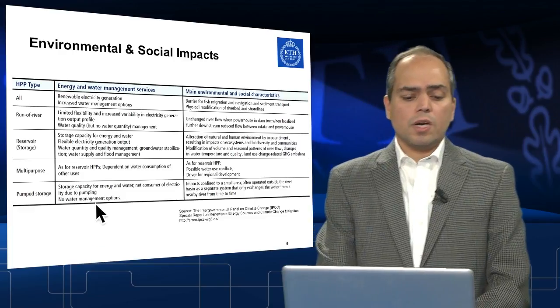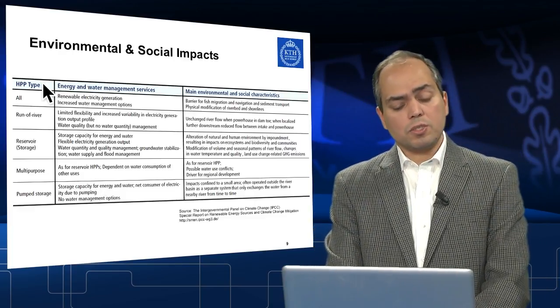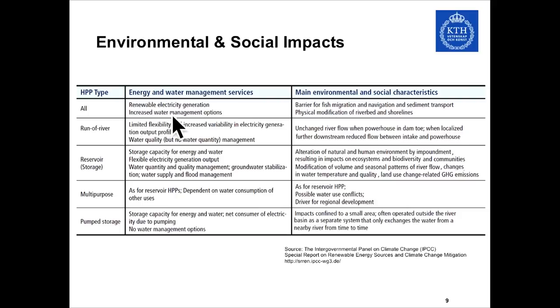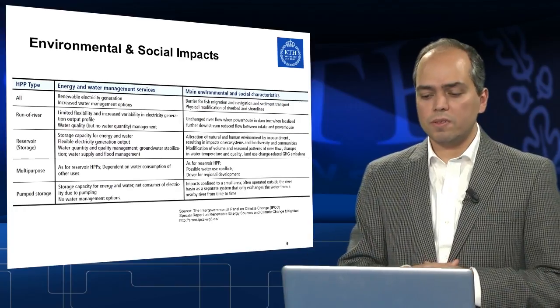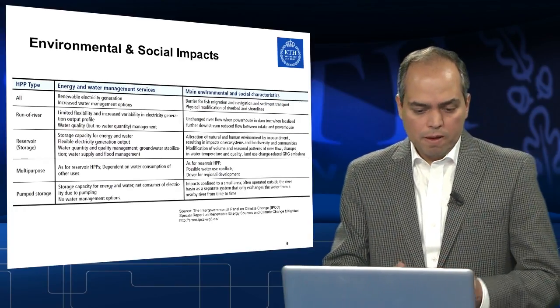But we could categorize more or less in some sections, as you could see on this table. So energy and water management service here. For run-of-river, it's limited flexibility and increased variability in electricity generation. But then the main environmental and social characteristics are the unchanged river flow when the powerhouse is dammed, or when located further downstream, reduced flow between intake and powerhouse. So you could see that these are characteristics of the run-of-river, which implies this environmental impact.